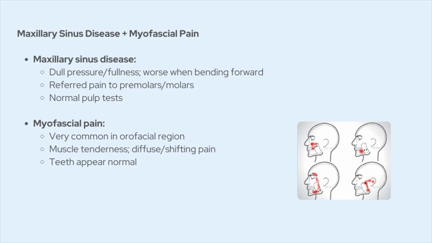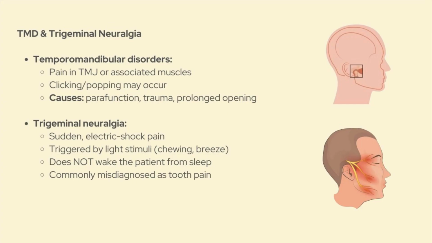Myofascial pain. This is extremely common in the orofacial region. Patients show tenderness in the muscles of mastication, and they may describe diffuse or shifting pain. Dental findings, again, are normal, but the pain patterns often lead to unnecessary endodontic treatment if the clinician doesn't palpate the muscles carefully. Temporomandibular disorders. These cause pain on palpation of the TMJ or surrounding muscles, sometimes accompanied by clicking or popping. Parafunction, trauma, prolonged opening, these are common triggers. The teeth look healthy, yet the symptoms can easily be mistaken for pulpal pain if we don't evaluate the joint.